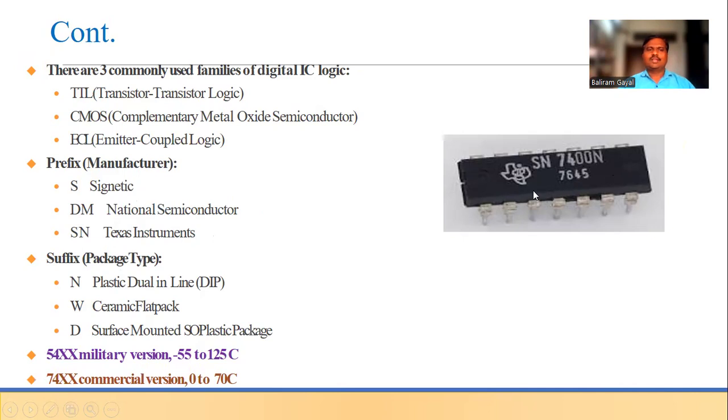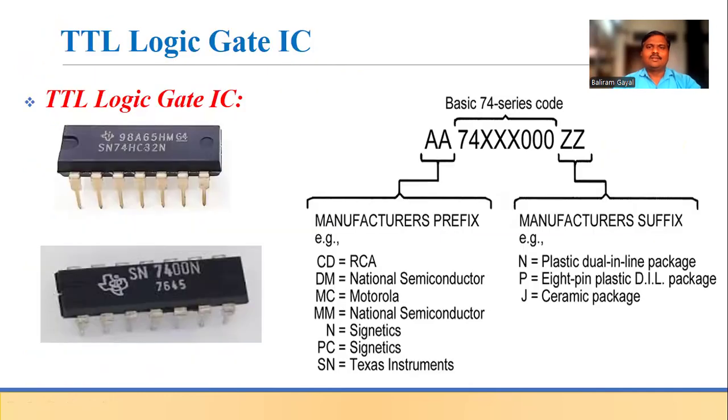While this suffix N denotes the plastic dual inline package, W denotes ceramic flat pack, and D denotes surface mounted SOP plastic packages. And again, we have the 7400 series, which are used for military versions, and 74XX commercial version, having a temperature range of 0 to 70 degrees Celsius.